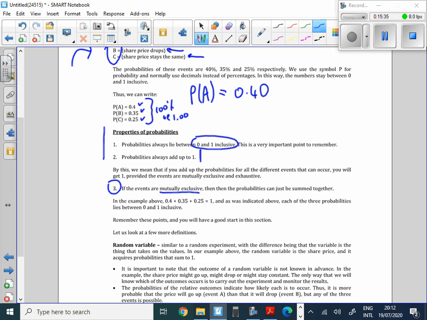So if I talk back to my share price example over here, those are mutually exclusive. The share price can't go up and down. It can't be A and B. Why can't it? Because it can't go up and down at the same moment. It can go up one time and then the next time it can do something else. But when I'm looking at it, what's the chance tomorrow of it going up? 40%. And to go down, 35. And to stay the same, 25. They sum to 1, they sit between 0 and 1, and they are mutually exclusive. So if the events are mutually exclusive, we can just sum them together.